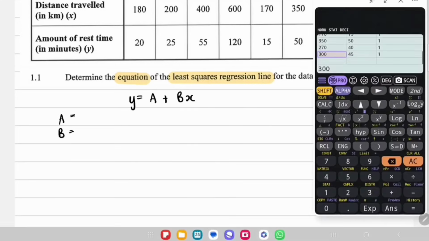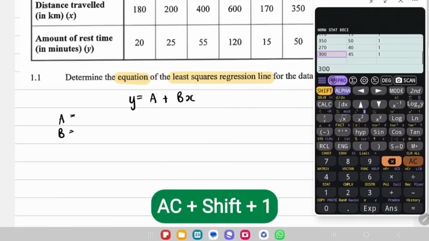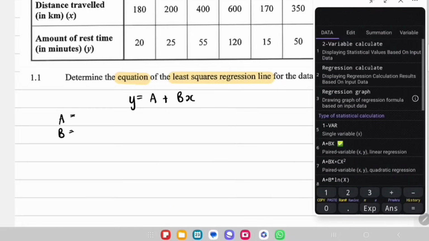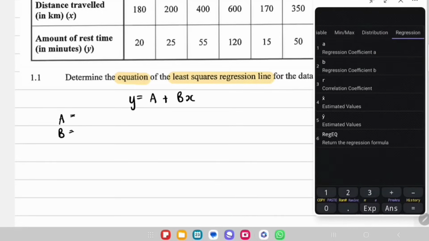So now that everything is recorded onto our calculator, how we will find that is like this. To record your data, you're going to press AC, Shift, and 1 on your calculator. And once you have pressed that, you're going to go ahead and go for option 5, which says REG for regression. My option 5 is over here, so I'll just go to regression. And then once you choose that, you will see 5 options. So you can see that there's one for A and there's also one for B as well.